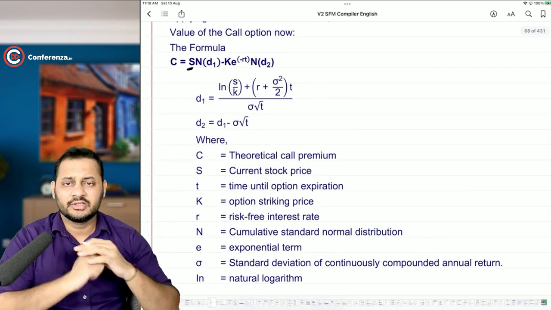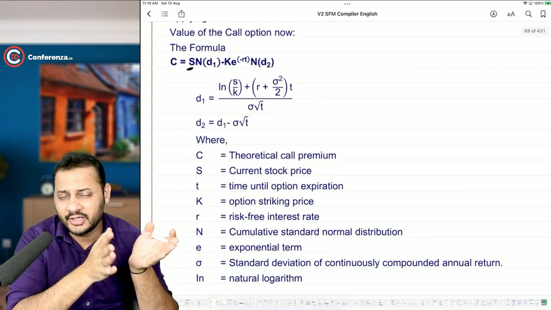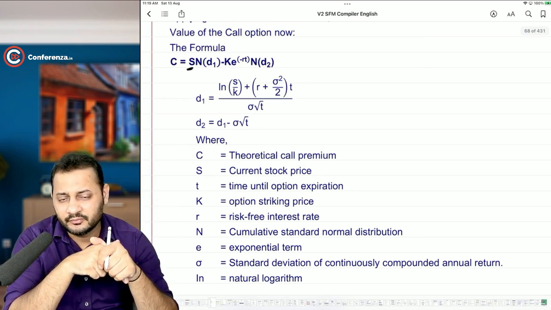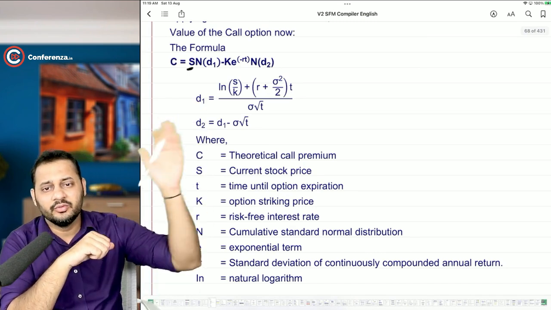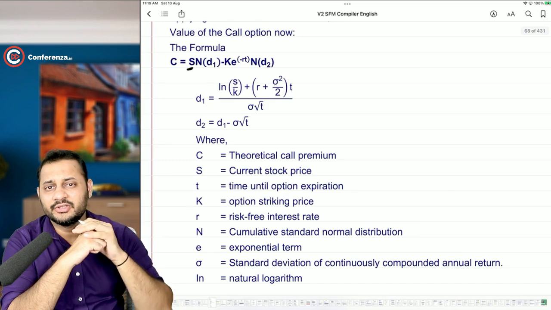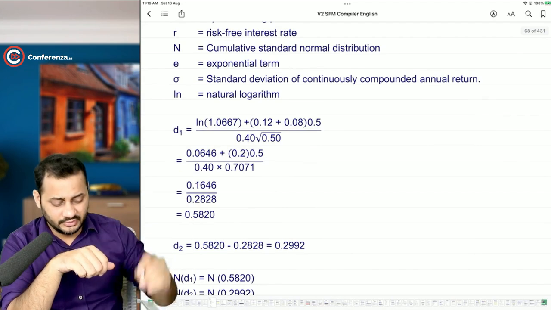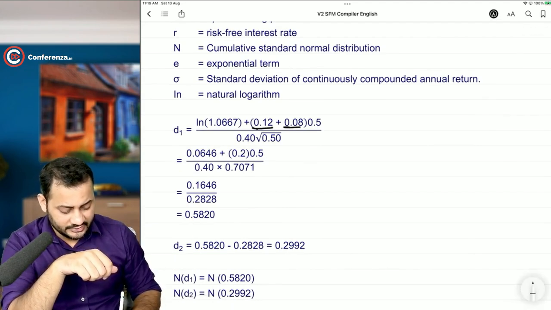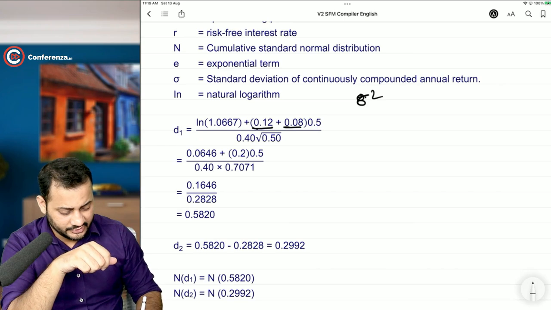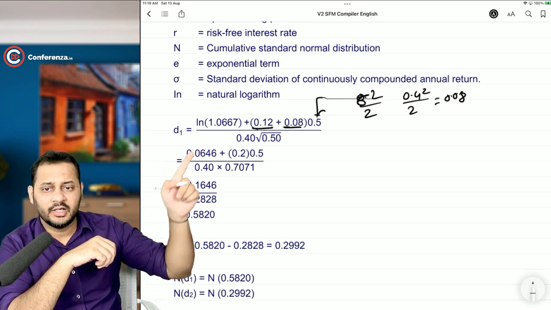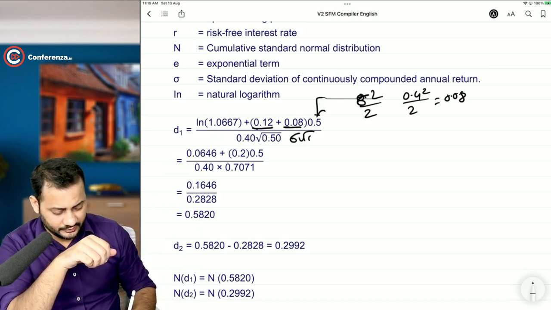So we'll start this question with the basic formula of S into N(d1) minus K into e to the power minus RT into N(d2). So that's the basic formula. Then d1 and d2, the same formula. We'll start putting the values in d1 and this is what we are going to reach. Natural log of 1.0667. Then you can clearly see that this is the annual rate. This is nothing but standard deviation square divided by 2. So 0.4 square divided by 2 will be 0.08. This is half year, right? And in the denominator, standard deviation under root t.